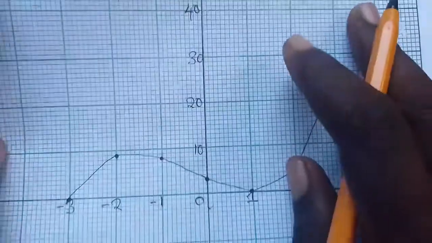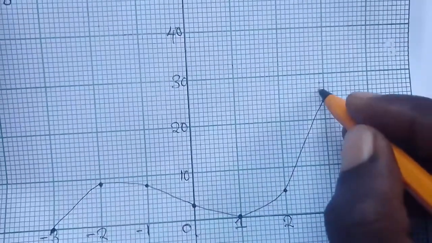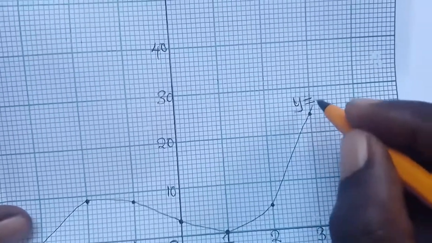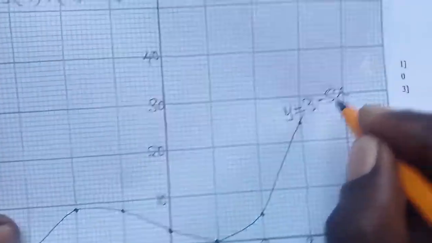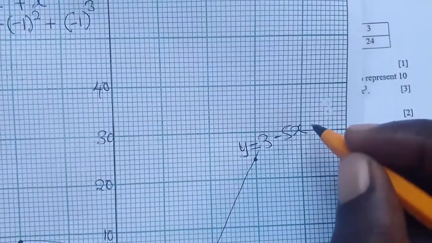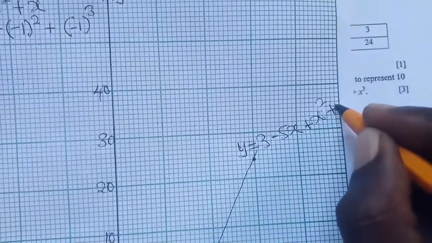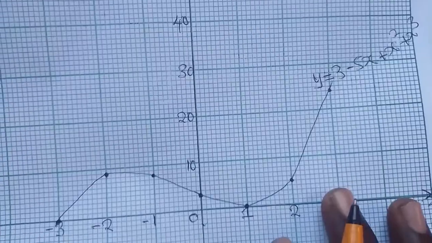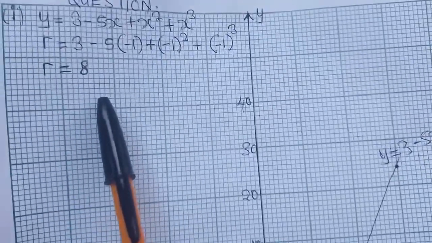Then I told you that from here now, you need to name this. You say this is what? Y is equal to the name now. This is the equation, 3 minus 5x. This is the name I'm writing here. Plus x squared plus x cubed. This is what you are supposed to do. So putting this down plus the R there.